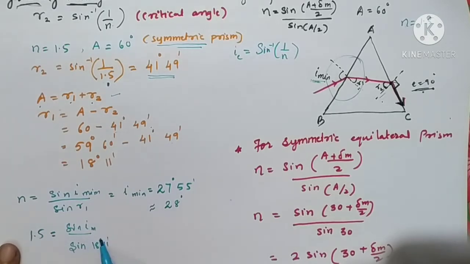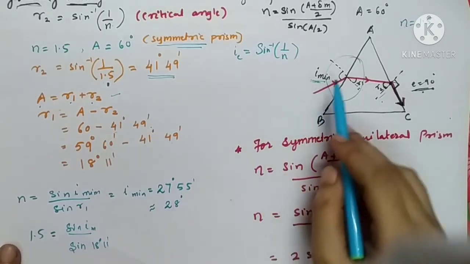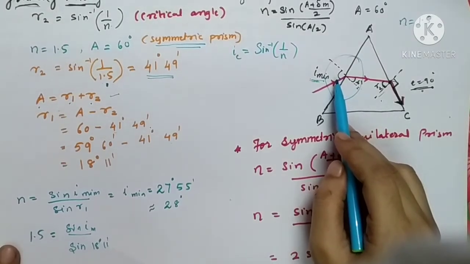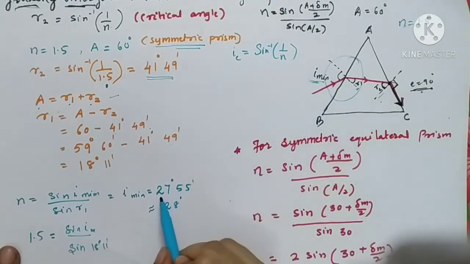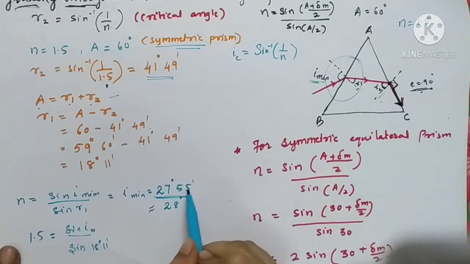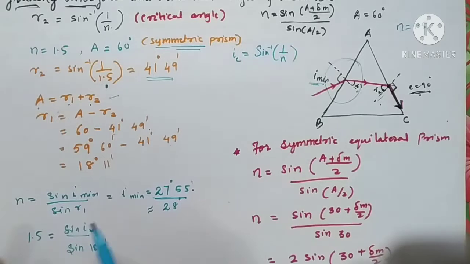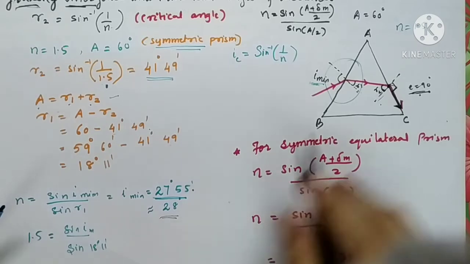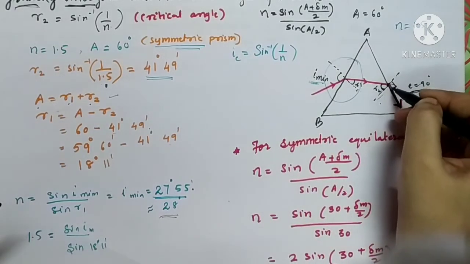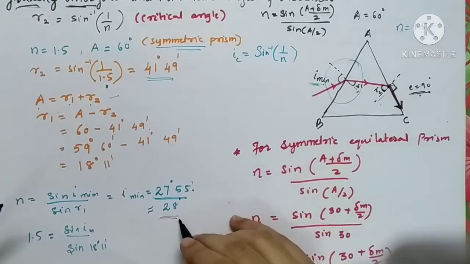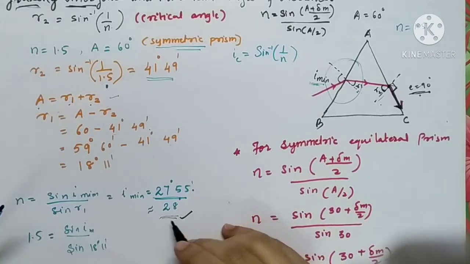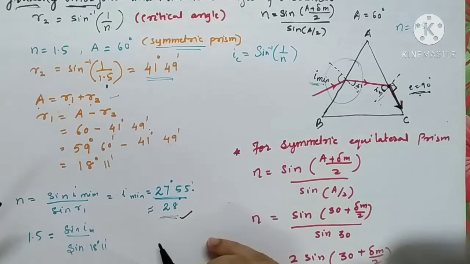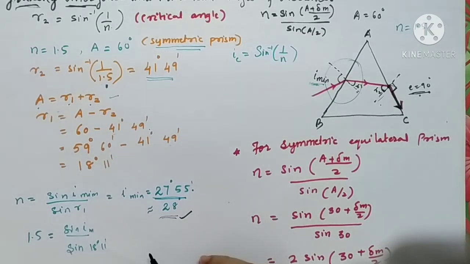When you substitute this value, you are going to get i minimum, the angle of incidence for which the angle of emergence is 90 degree. You are going to get it as 27 degree 55 minutes, or you can write it as approximately 28 degree. So the minimum angle of incidence for which you are going to get the grazing emergence ray, that angle of incidence on the surface AB, comes out to be equal to 28 degree. So these are the few things that you should know about the symmetric prism and grazing emergence angle.